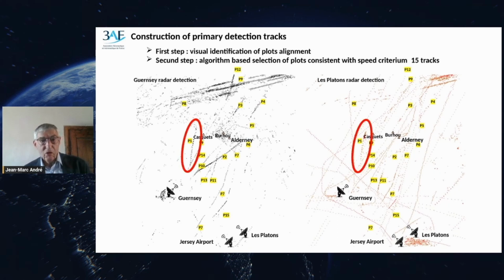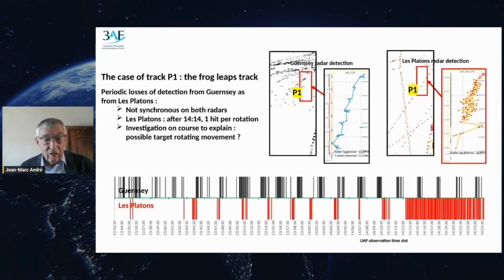Okay. First, the P1 track. The P1 track looks strange with this line of little dots, which is why we called it the frog lips track, because it looks like a frog has jumped over the sea from plot to plot. It's not plots, it's a pack of plots that we'll see on the next slide, please. It's a special case. It's an isolated case in the investigation.